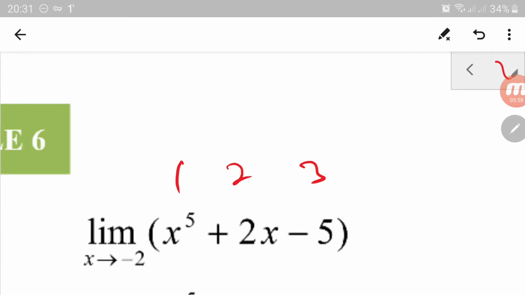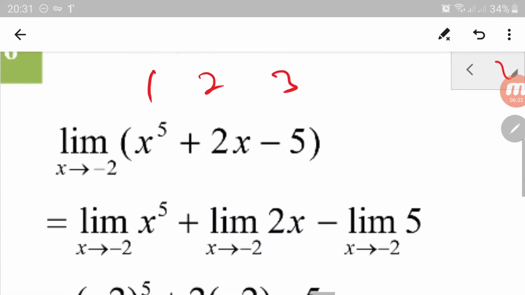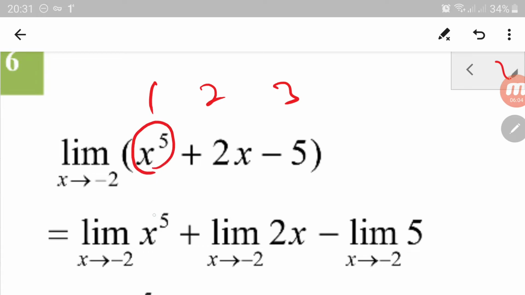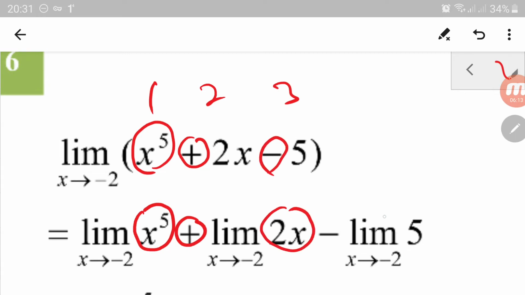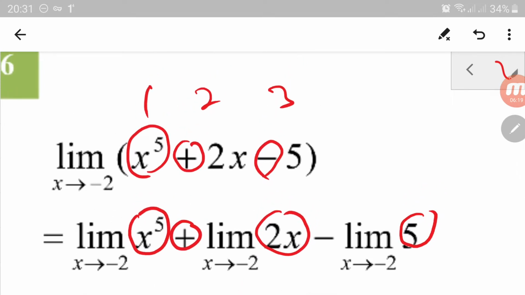So it means that by using this property, it equals the limit of the first function, plus the limit of the second function, minus the limit of the third function. So in this case, we find the individual limits, then we do the operation.